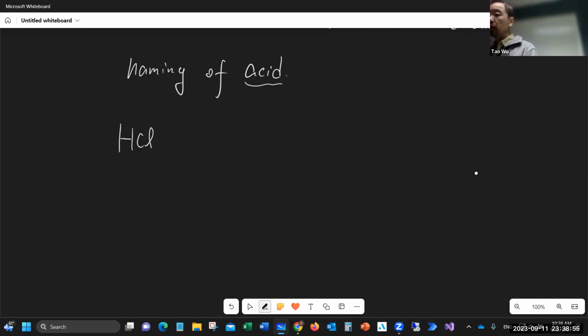It's still a non-metal. So HCl is one of the acids, but HCl actually is not an ionic compound, right? An ionic compound has a metal and then a non-metal. The first one here is hydrogen, and hydrogen actually is not a metal, right? So HCl is not an ionic compound, but sometimes when an acid dissolves in water, it behaves like an ionic compound, but it is not exactly an ionic compound. So this is a molecular compound, but in naming, that's why the naming is different from the ionic compound.